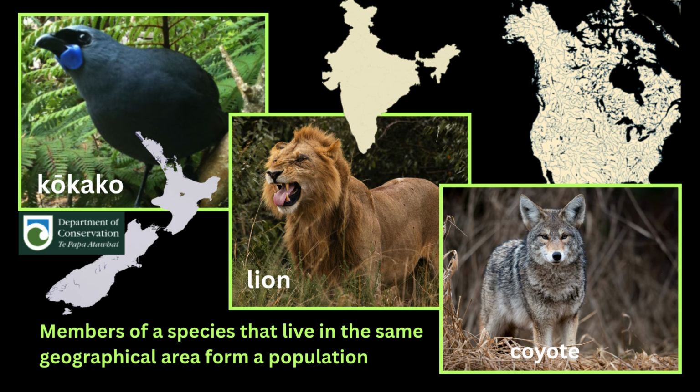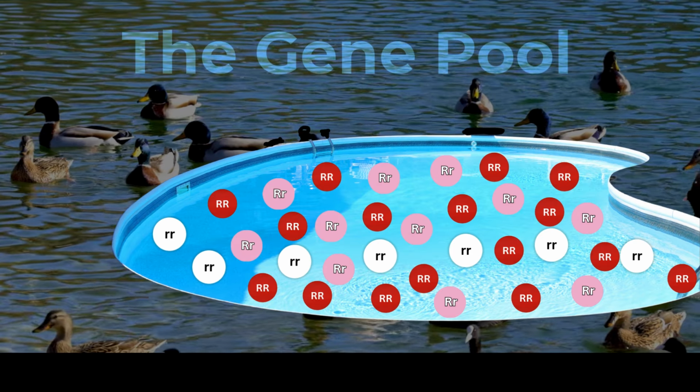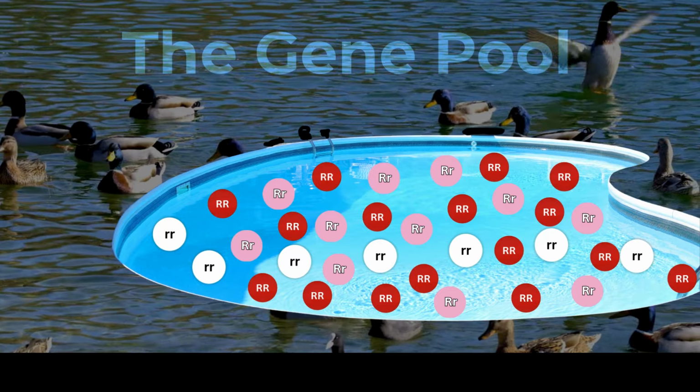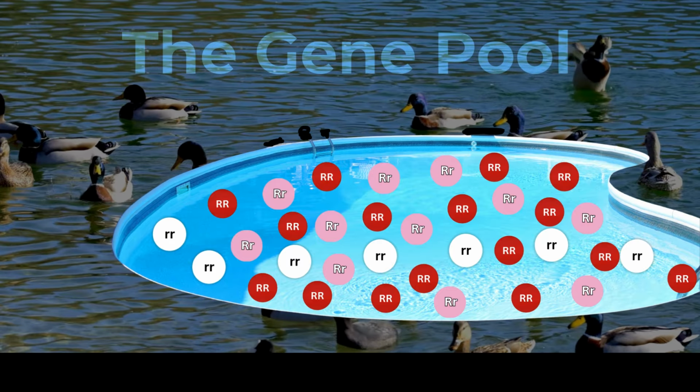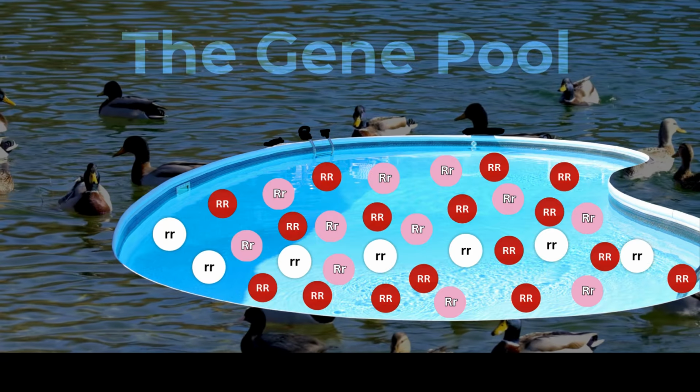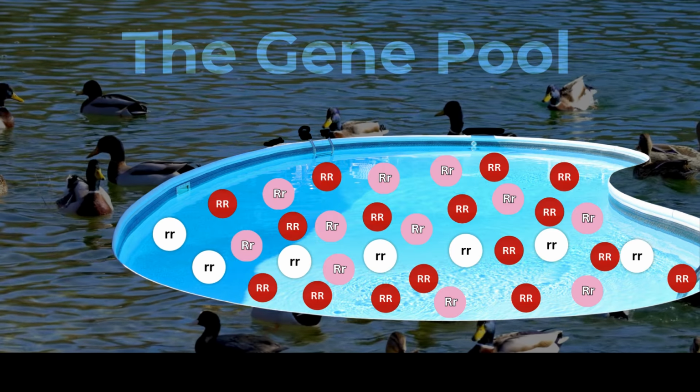For example, the kokako on Tiritiri Island in New Zealand, lions in the Gir Forest in India, and coyotes in Yellowstone National Park are all examples of distinct populations. Each population has its own gene pool, the total collection of all alleles in that population. The genetic diversity of a population depends on the variety of alleles within its gene pool.